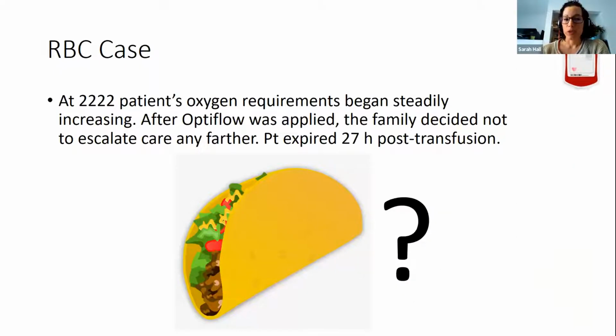So at 22:22, the patient's oxygen requirements began to steadily increase. After Optiflow was applied, the family decided not to escalate care any farther, and the patient expired approximately 27 hours post-transfusion. So with all of the information that I've shared so far, do you think this is a TACO or not a TACO? There should be a poll that you can answer. Okay, great. It looks like we had an overwhelming yes, this is a TACO.